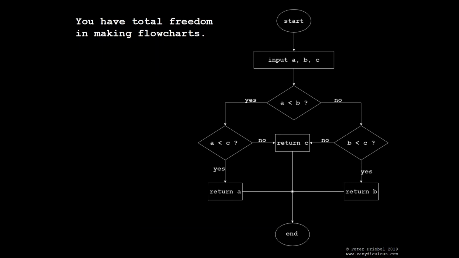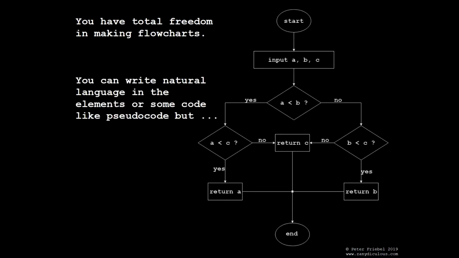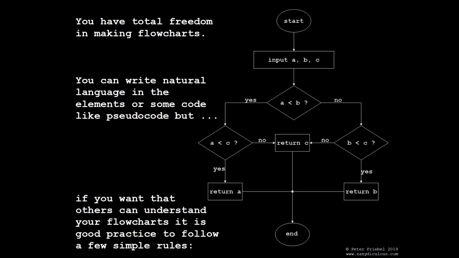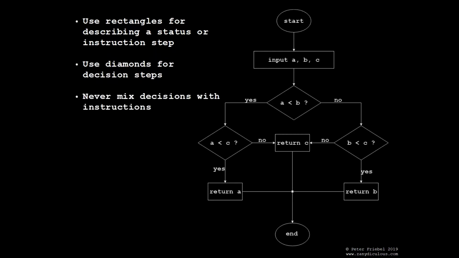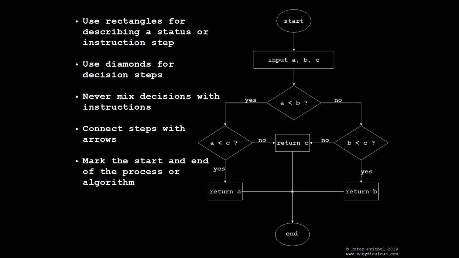You have total freedom in making flowcharts. You can write natural language in the elements or some code like pseudocode. But if you want others to understand your flowcharts, it is good practice to follow a few simple rules. Use rectangles for describing a status or instruction step. Use diamonds for decisions. Never mix decisions with instructions. And connect all the steps with arrows. Also mark the start and the end of the process or algorithm.